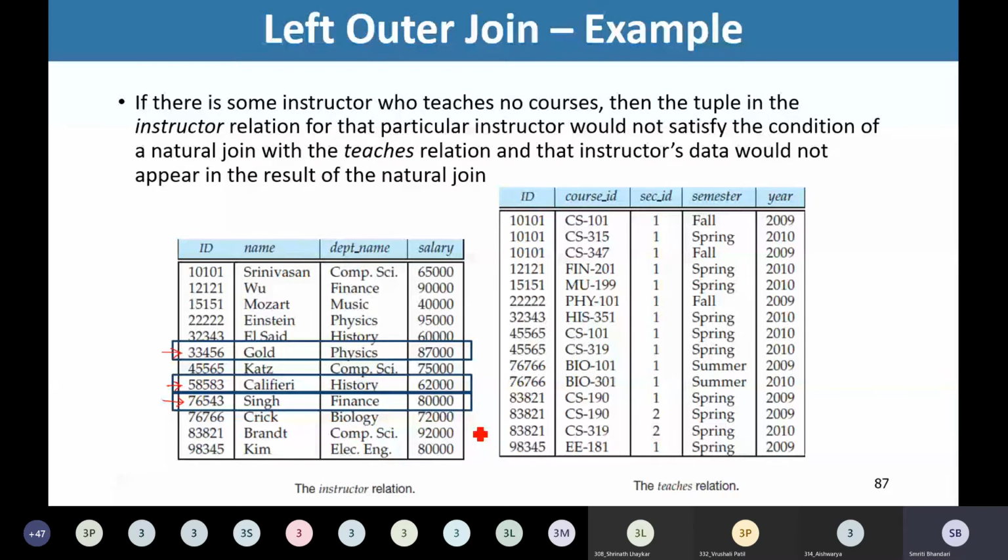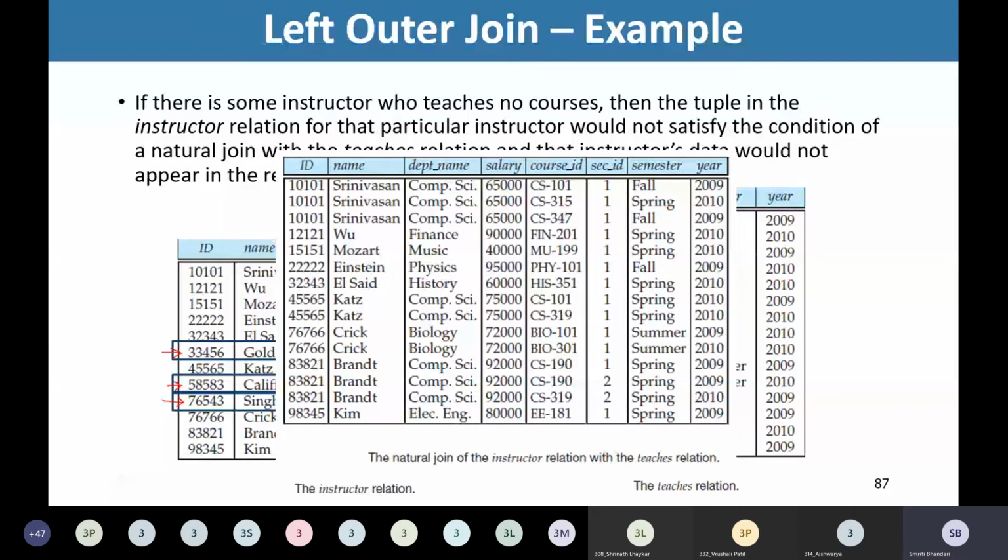Correct? Now, if we consider the natural join of instructor and teachers, then what will happen? We will get the result such that the common attribute, that is ID here. ID is the common attribute in both the relations, right? So this common attribute is having the matching IDs. Only those tuples we are able to extract as the output of natural join, right? So this is the output of natural join of instructor and teachers.